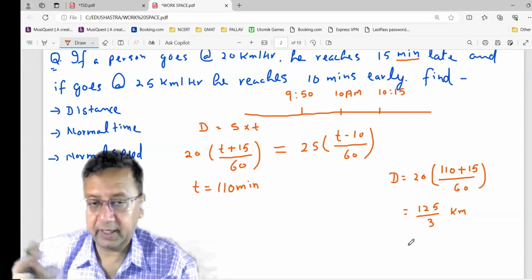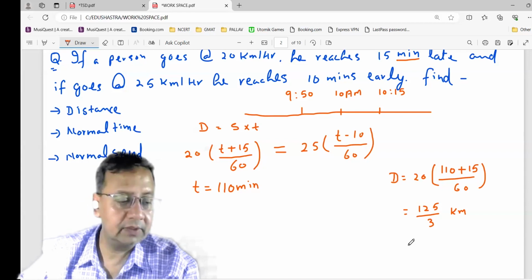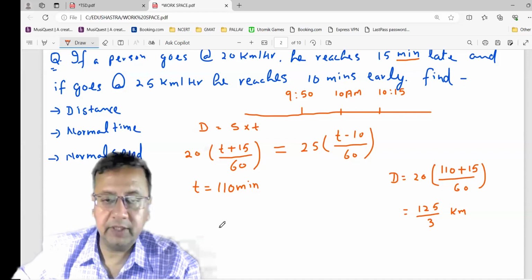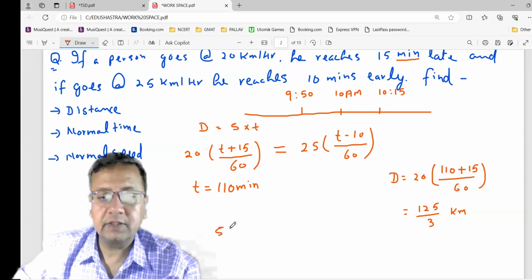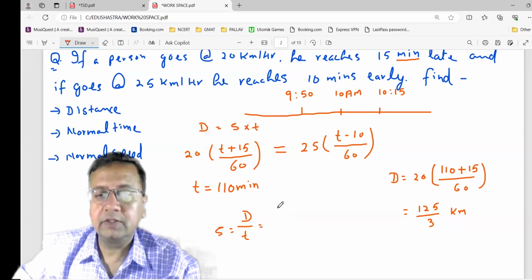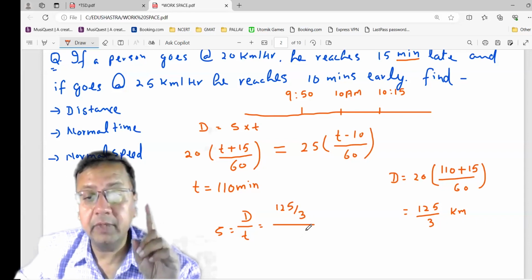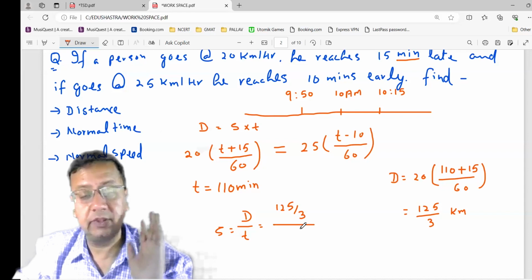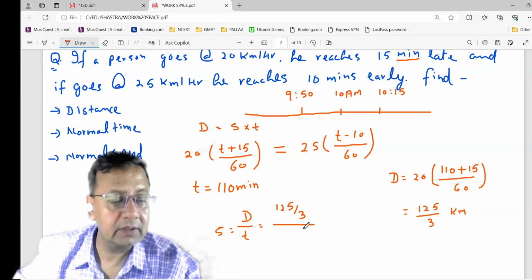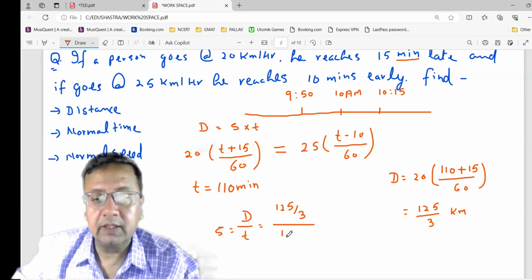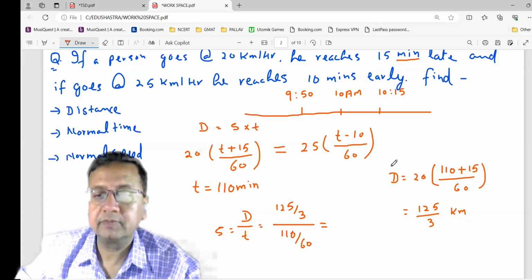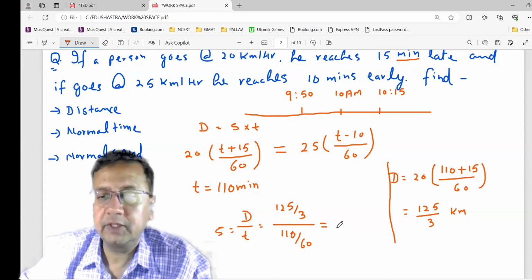Now you have both the things, distance is there, time is there, so you can calculate the speed. So what is speed? Speed is nothing but distance divided by time. What is distance? 125 divided by 3. What is time? 110 minutes. Unit conversion is very important. 110 minutes, so this is 110 divided by 60. Simplify. What is the speed you are getting?